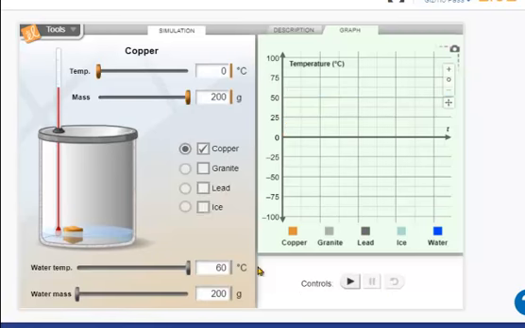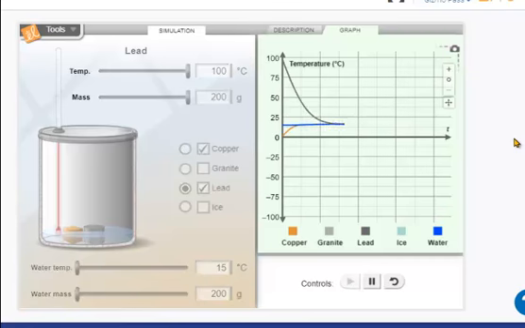Okay, then going to switch over to lead. There we go. So again, highest possible temperature, and then water, lowest possible temperature. Hit the play button here, and we can see that the temperature that we get is 16 degrees Celsius. Yesterday I measured 17.5.